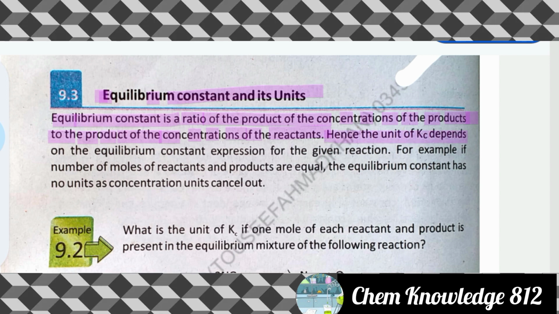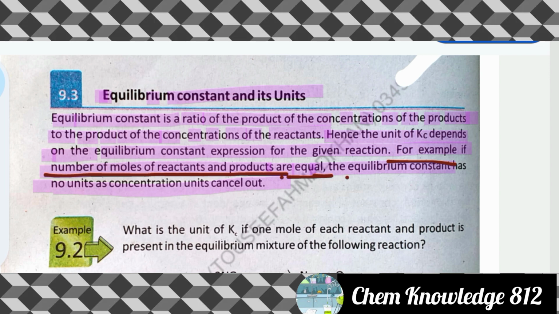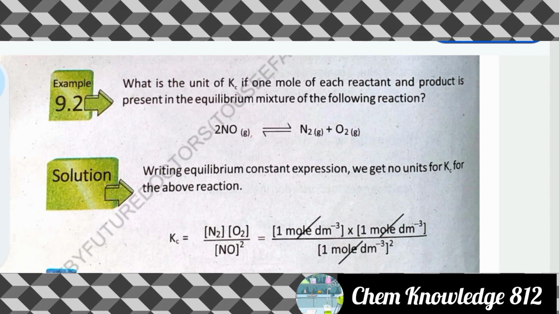Hence, the unit of Kc depends on the equilibrium constant expression for a given reaction. For example, if the number of moles of the reactant and product are equal, the equilibrium constant has no unit, as concentration units cancel out. So they are saying that if the number of moles of reactant and product are equal, then the equilibrium constant has no units, because the concentration units cancel out in that case.